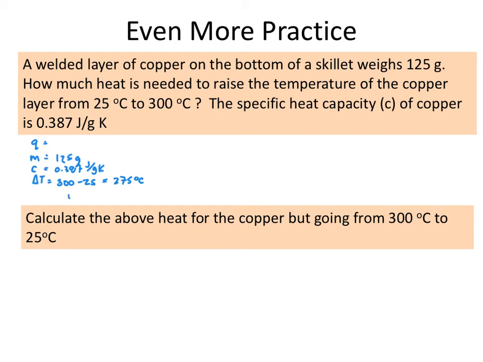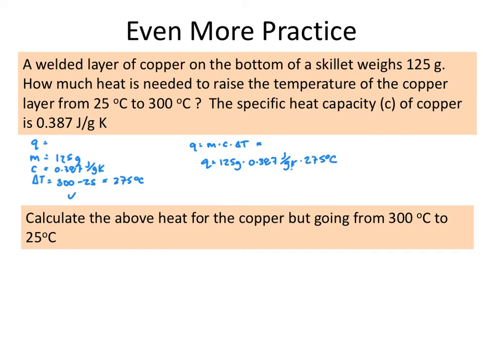So once again, written out our variables. Okay, this is just a simple Q equals M times C times delta T. Okay, we're going to go ahead and we're going to plug in our values. So Q is equal to 125 grams times 0.387 joules per gram Kelvin times 275 degrees C.